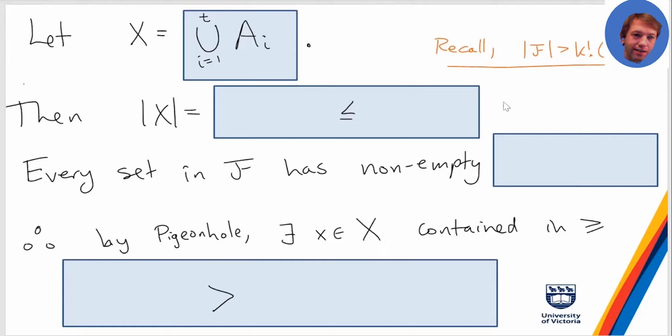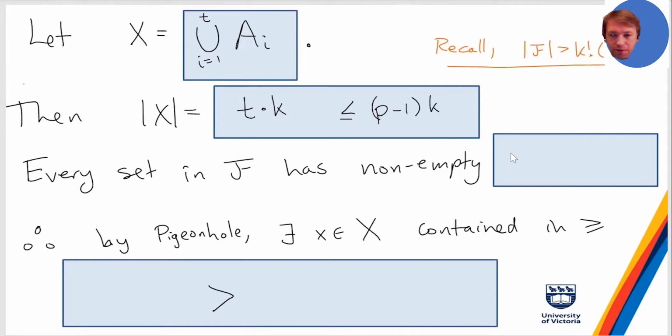Question, how big is X? Yep, exactly. Each AI has size K, so just TK. If I was dealing with more general things where I had different size sets, it would be the sum of the sizes of the AIs. And of course, this is at most P minus 1 times K.